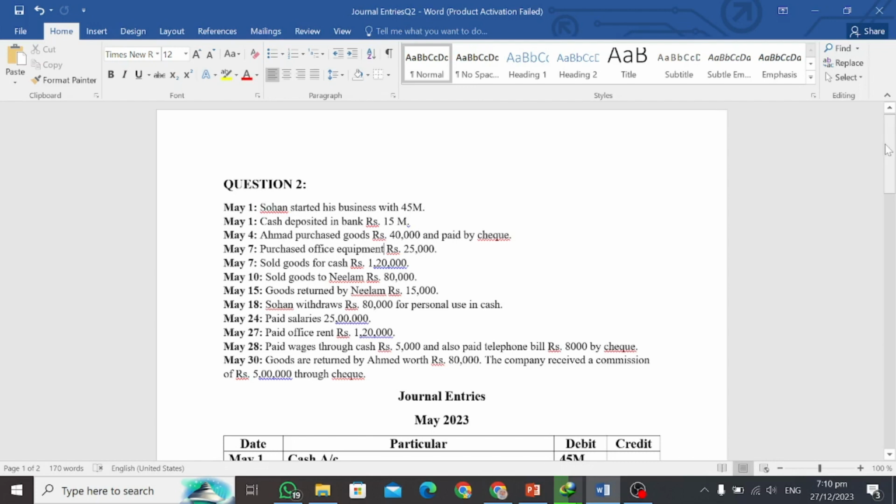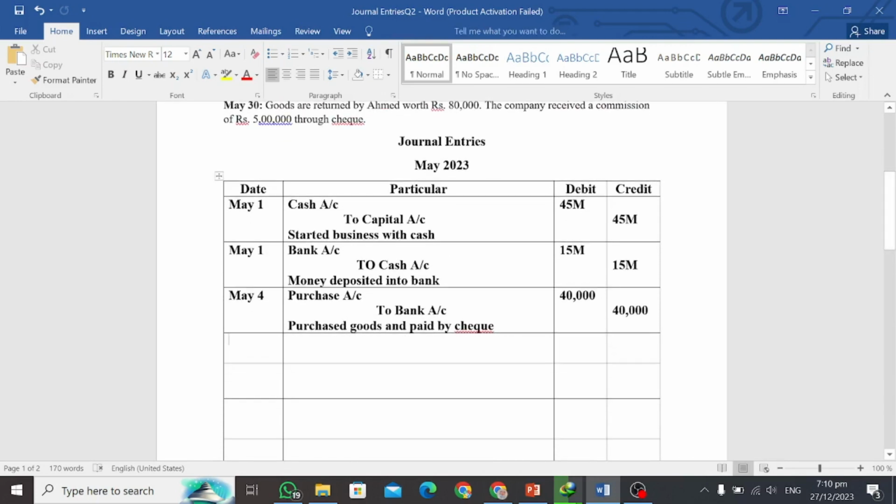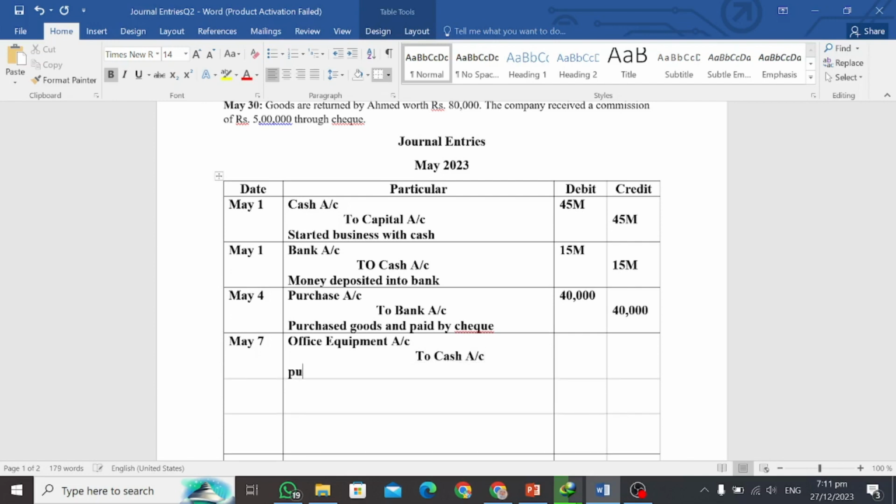So let's write it down on May 7. May 7, office equipment account, as its value is increasing, it's an asset. The office equipment account to cash account. Let's write a narration. Purchased office equipment. The amount to be debited is 25,000 and the amount to be credited is 25,000.